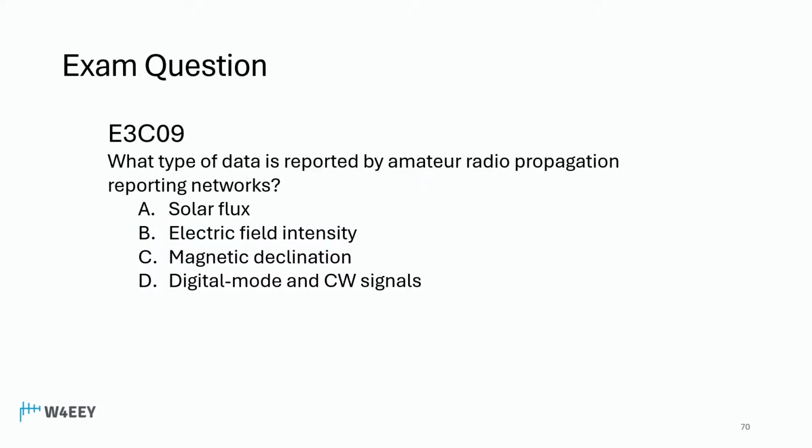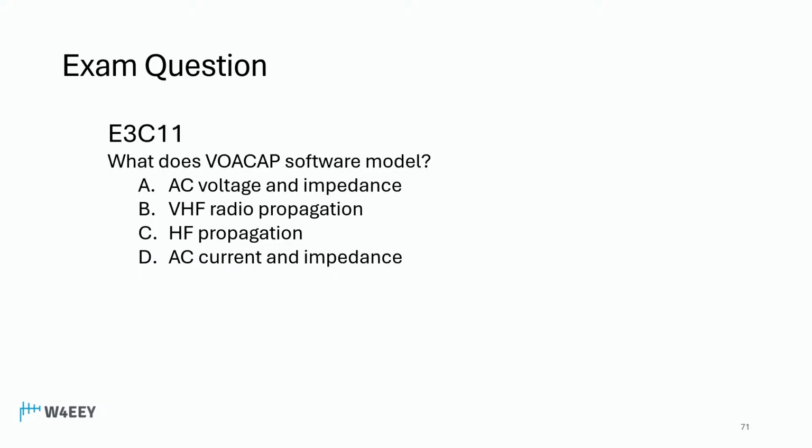What type of data is reported by amateur radio propagation reporting networks? Delta, digital mode, and CW, because they can be decoded automatically. What does the VOACAP software model?